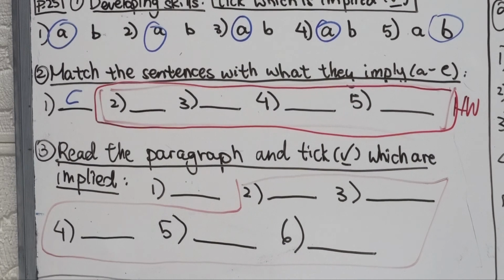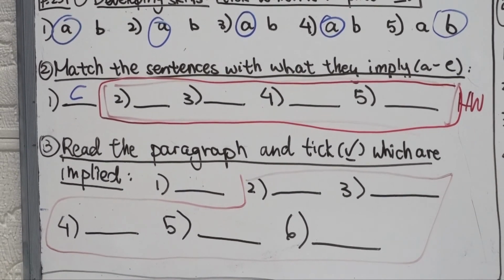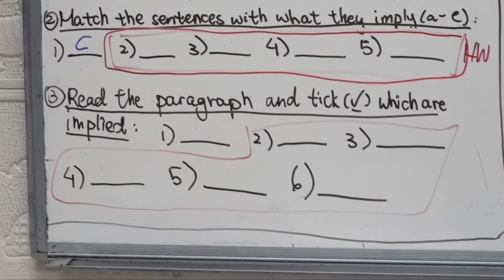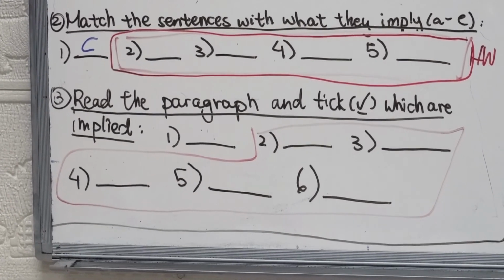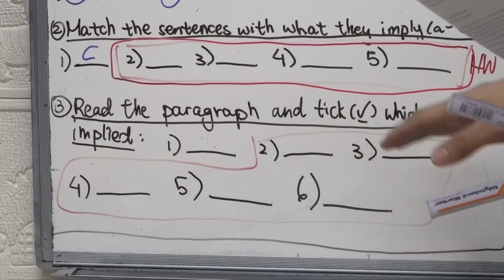Alright, let's move on to part 3. Read the paragraph and tick which are implied. Implied, okay? Which are implied. Alright, so let's try and just read the paragraph quickly.